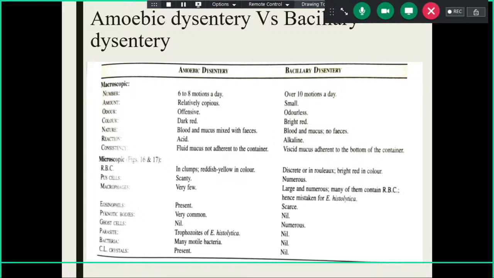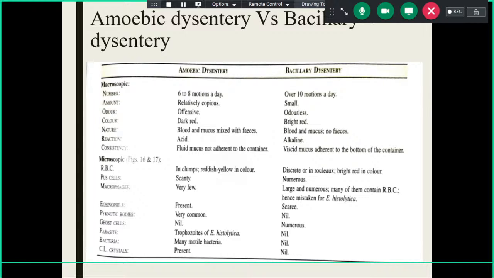Color is dark red, I mean it will be maroon in color due to altered RBC. Okay, bacillary dysentery is bright red. Why is it dark red in amoebic dysentery? Because trophozoites digest red blood cells. Once hemoglobin is digested, the leftover hemoglobin gives a maroonish or altered red color to the stool. Whereas in bacillary, bacilli don't feed on RBC. The bright, freshly passed blood will be there in bacillary dysentery.